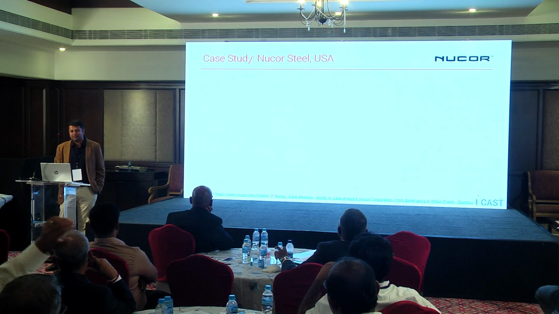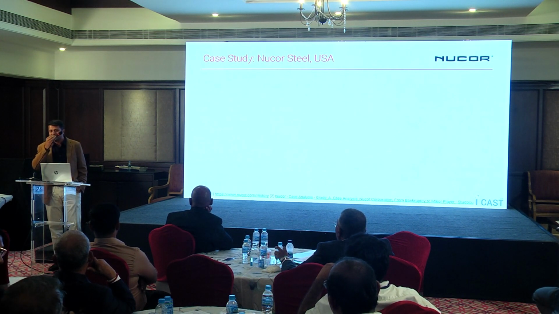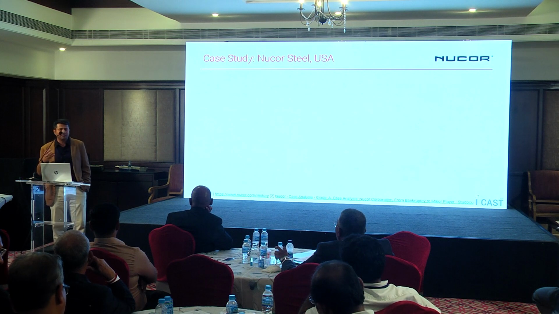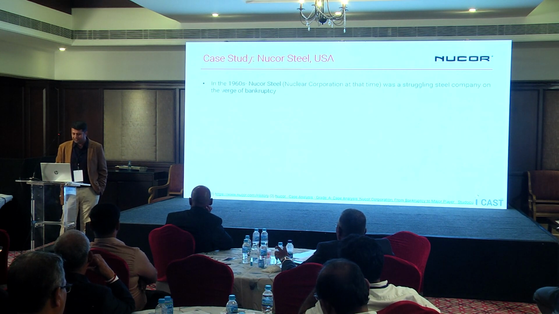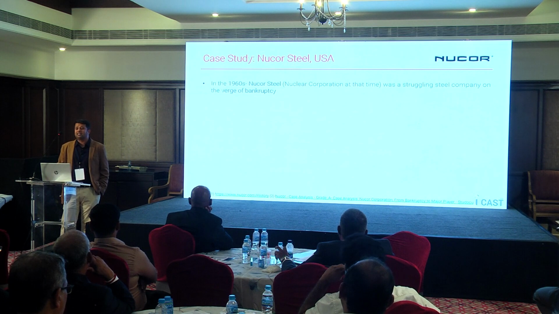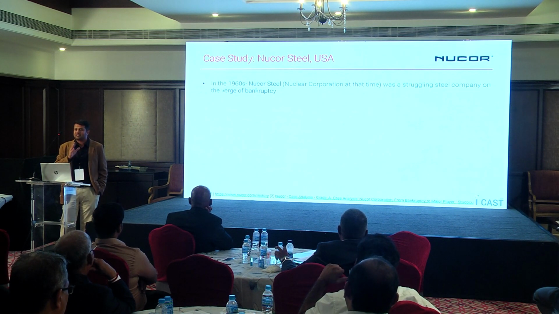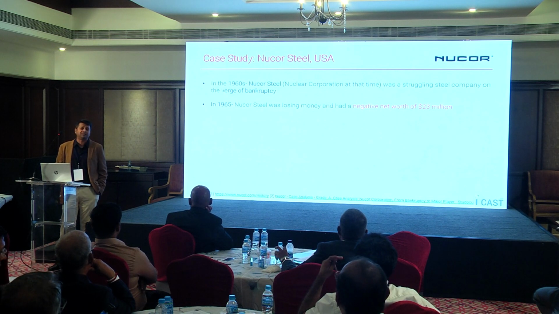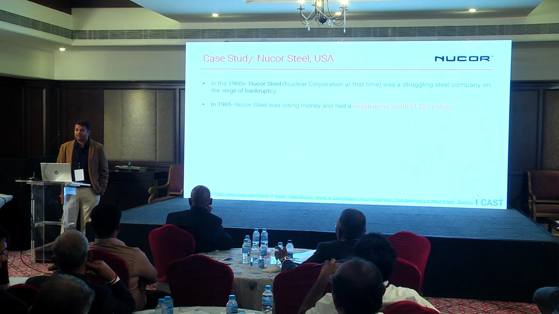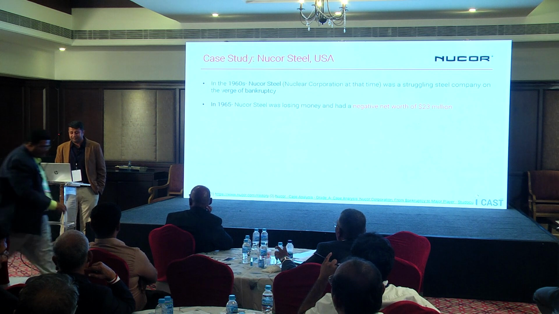It's called Nucor Steel. Before the 60s, it was called Nuclear Corporation. Have you heard about it? It's the industry leader in making steel plates, an industry leader all over the globe, right? So Nucor Steel, once upon a time, was a struggling company. They had a negative net worth of $23 million. Think about it. $23 million negative net worth.